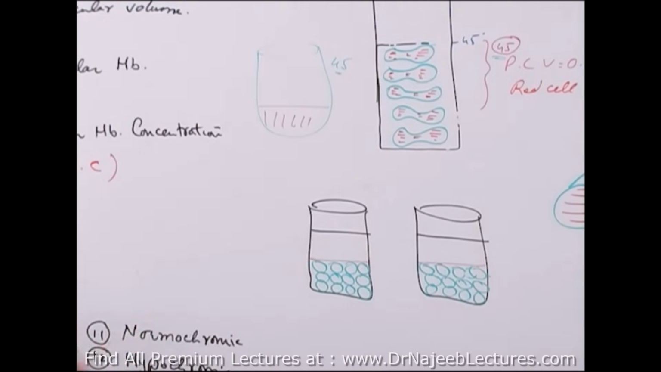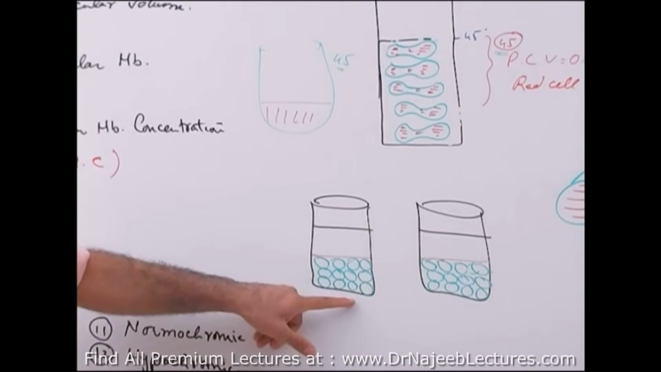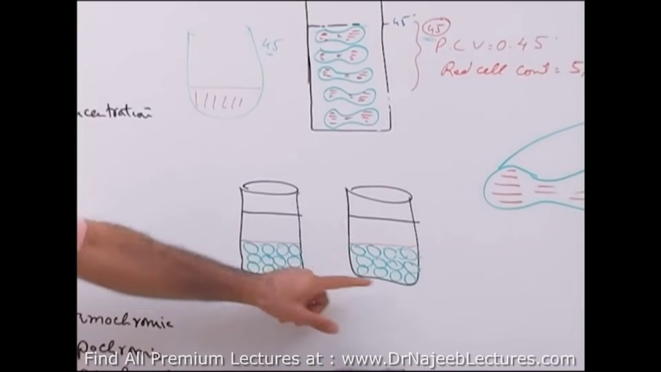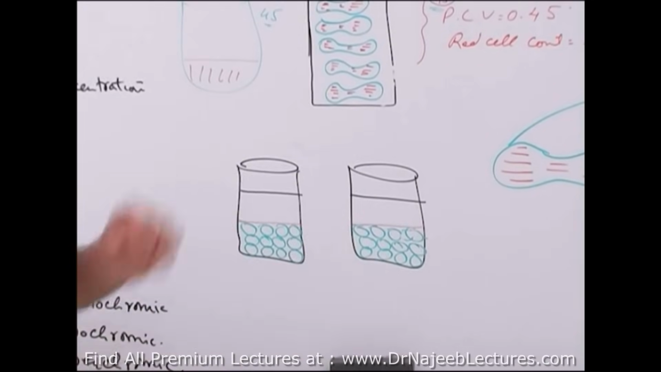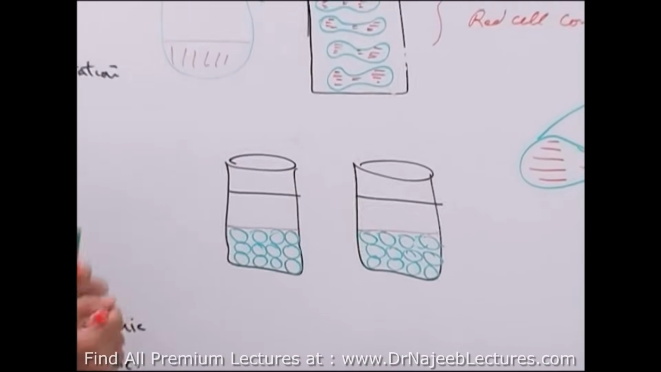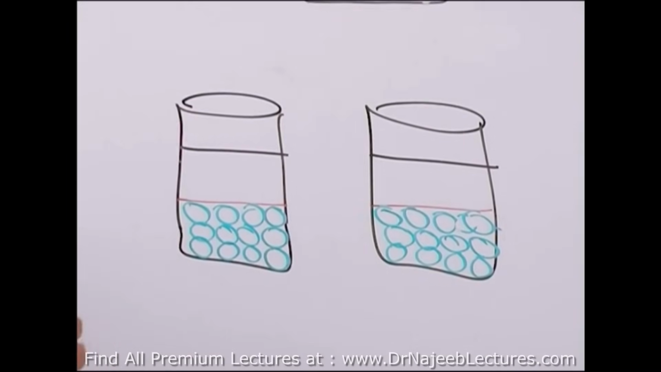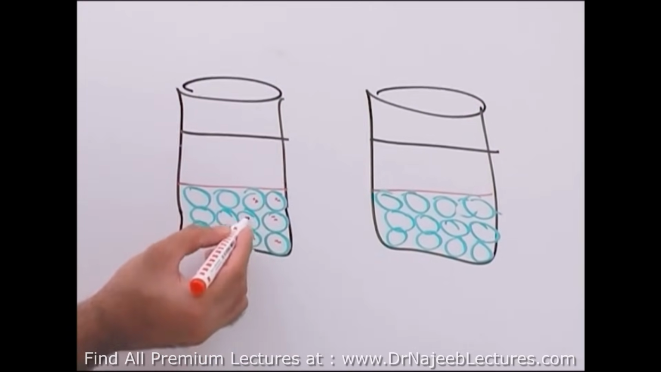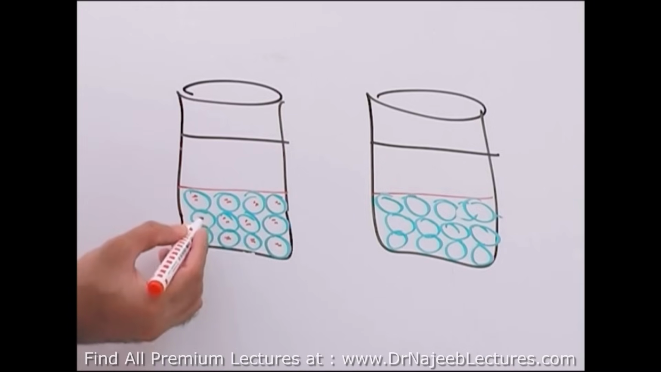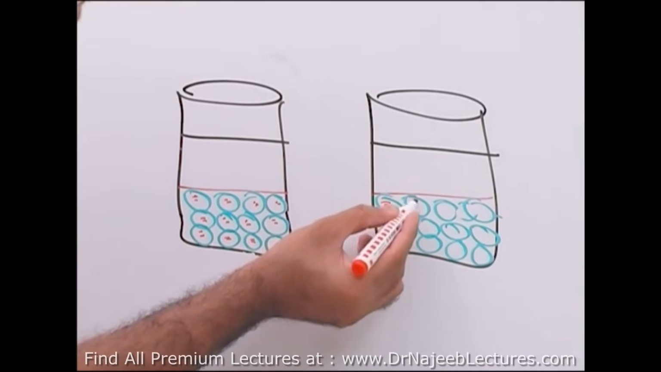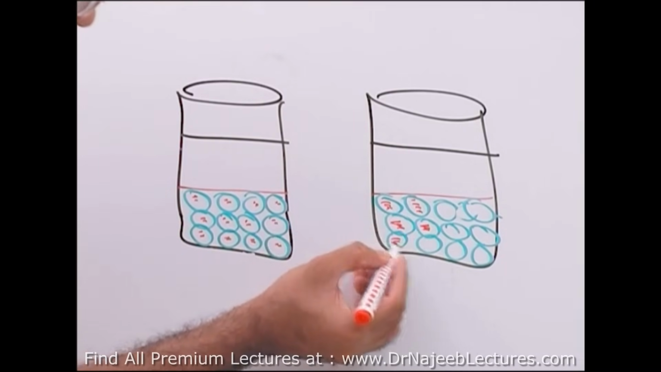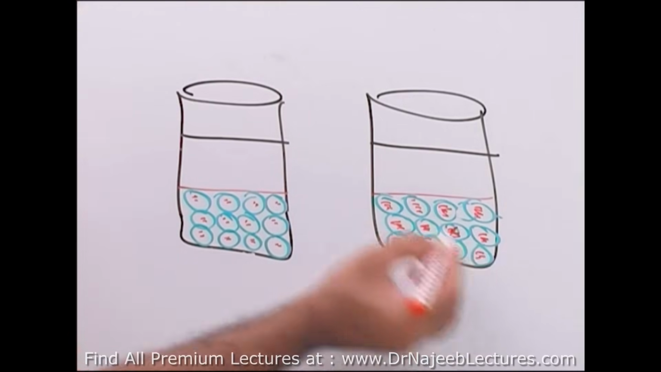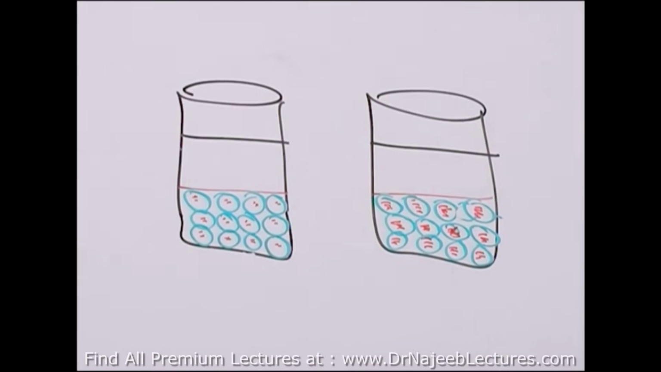Now, in both cases, packed cell volume is the same. In both cases, RBC count is also the same. But here the RBCs are less juicy. They are under-hemoglobinized. They have less hemoglobin per RBC. And let's suppose their RBCs are very, very juicy. Yeah, they are like oranges. Very, very juicy here. Right? Well hemoglobinized RBCs.